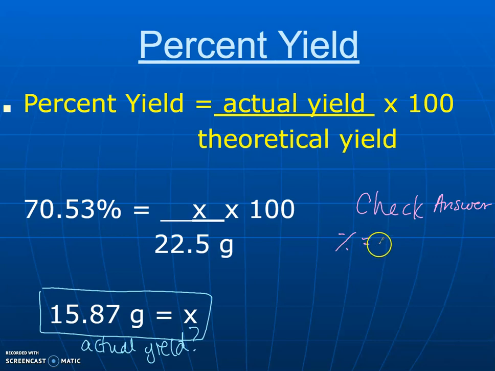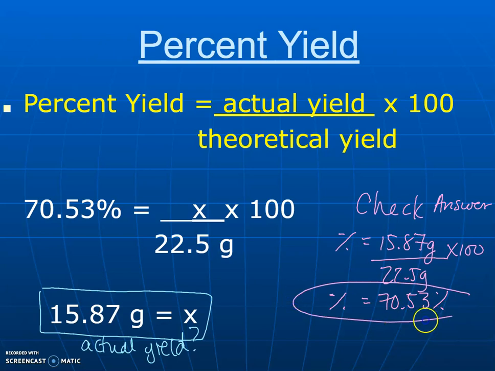So check your answer by doing this. Figure out what percent you got: 15.87 grams over 22.5 grams times 100. So what percent do you get? You get 70.53. Do your percents match up? Yes, absolutely. So percent yield is the optimistic version of percent error. Your percent error would be the difference between these two divided by the bottom number. Okay, and that is percent yield.